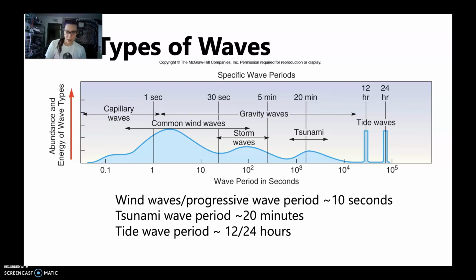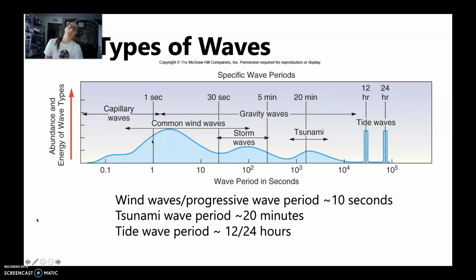So when we think about waves, we can determine types of waves in two ways: how they are created and how they are restored, basically. What you might be familiar with are common wind waves, right? If you've been driving across the Bay Bridge and you've seen that the bay is moving, that water is moving because of the wind. Then we also have storm waves, you have likely heard of the term tsunami, and then also tide waves.